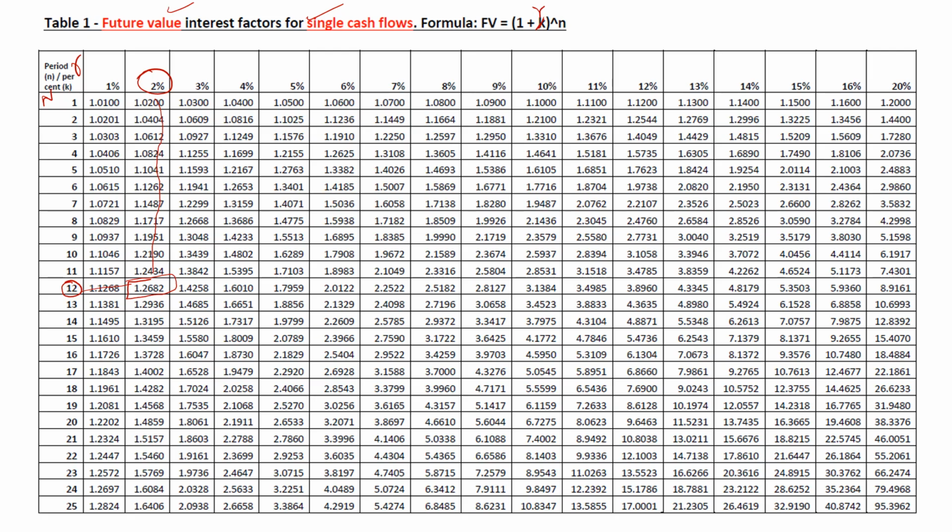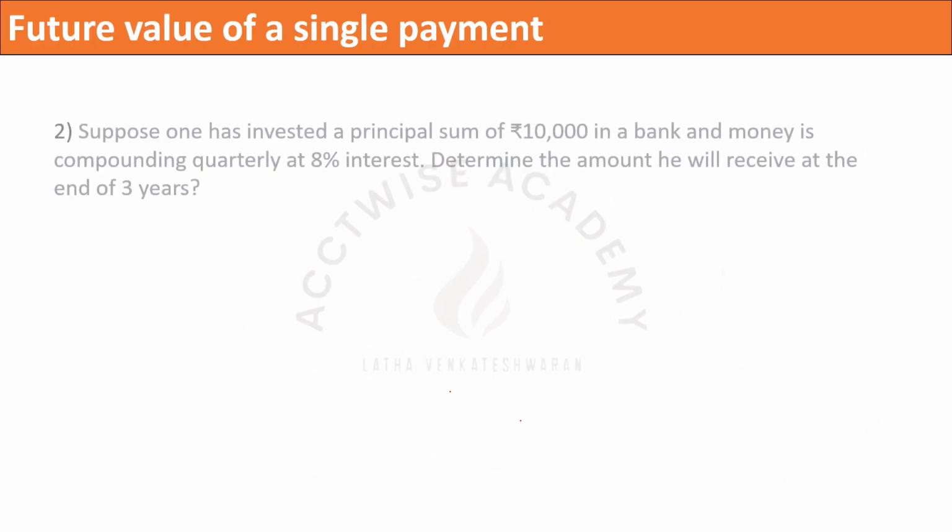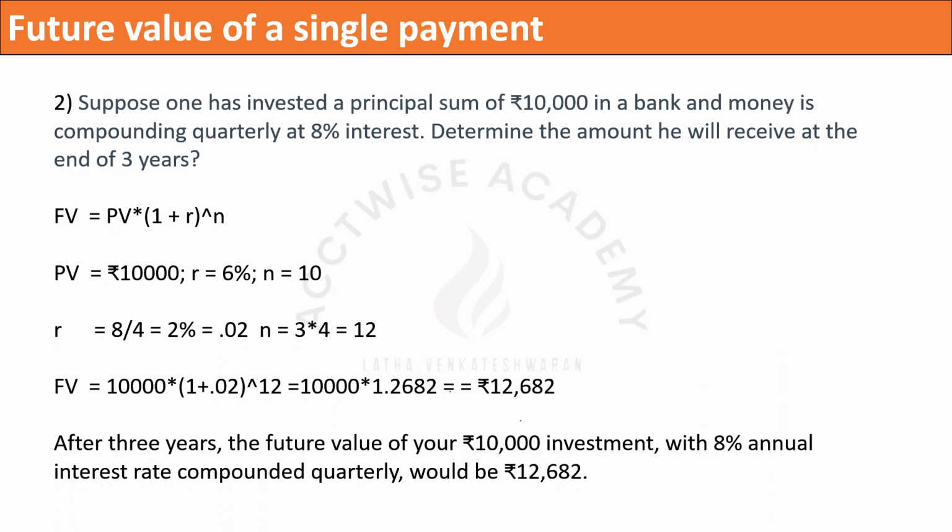Let us see the problem. So this is the problem. And what did we find? We found out 1.02 to the whole power 12, right? So the value is 1.2682. See, same. So the future value is 12,682. After 3 years, future value of our 10,000 investment with 8% annual interest rate compounded quarterly would be rupees 12,682.